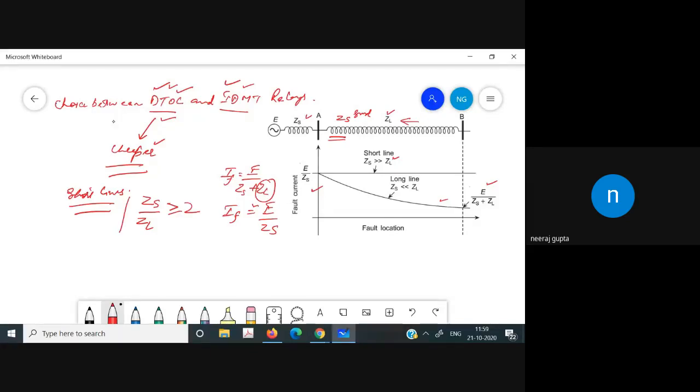If the ratio of ZS and ZL is greater than or equal to 2, then the DTOC relays are recommended as compared to IDMT relays, because in that case the current is approximately constant, and as a result, the inverseness of the characteristics cannot be exploited if we use IDMT relays, which are costly as compared to the DTOC relays. So this is about the choice between the IDMT and DTOC relays.